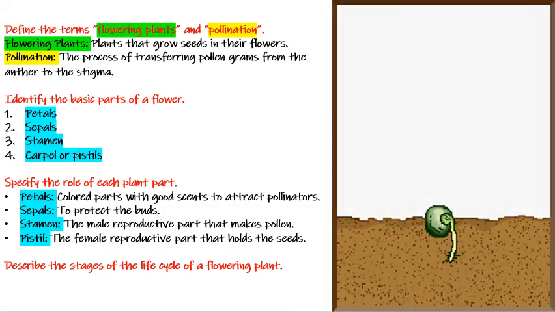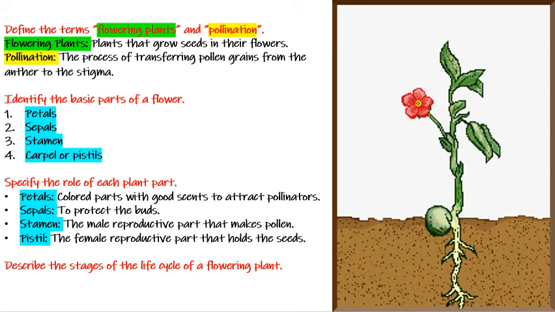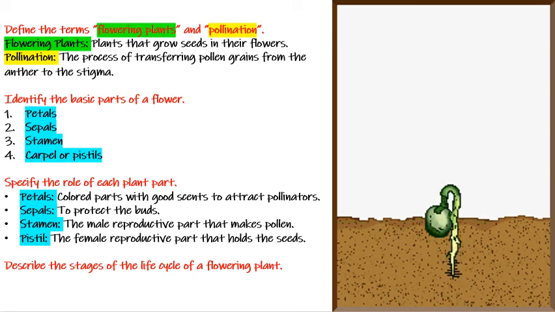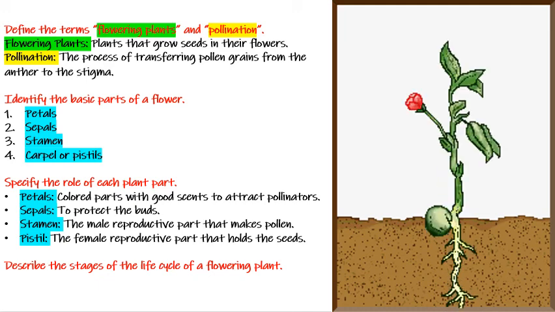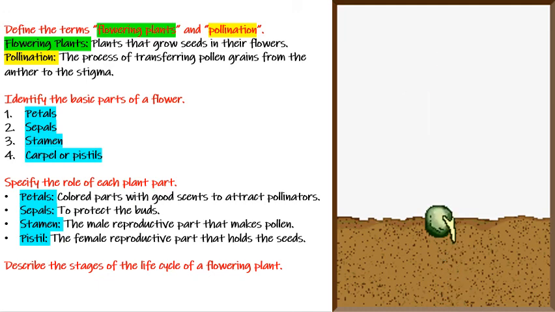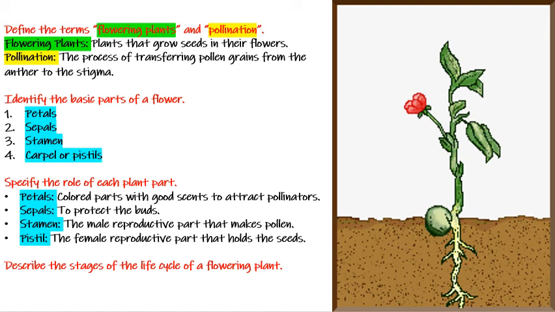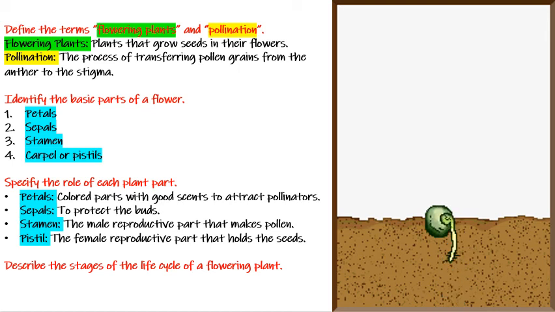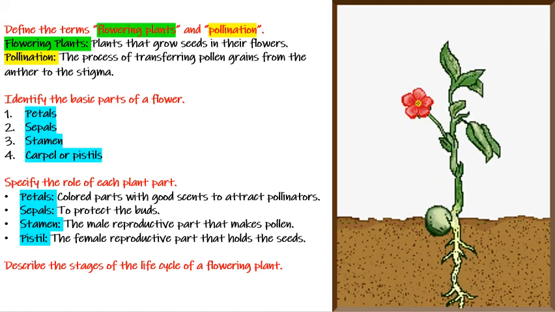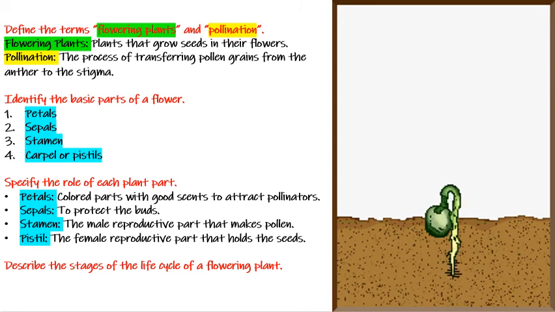What are the stages of life of a flowering plant? First of all, we have a seed. The seed in the soil will grow into a plant. The plant will make a flower. The flower will make seed. Then the seed will grow in the soil into a new plant. The plant will grow flower. The flower will make seed. And it will go again.